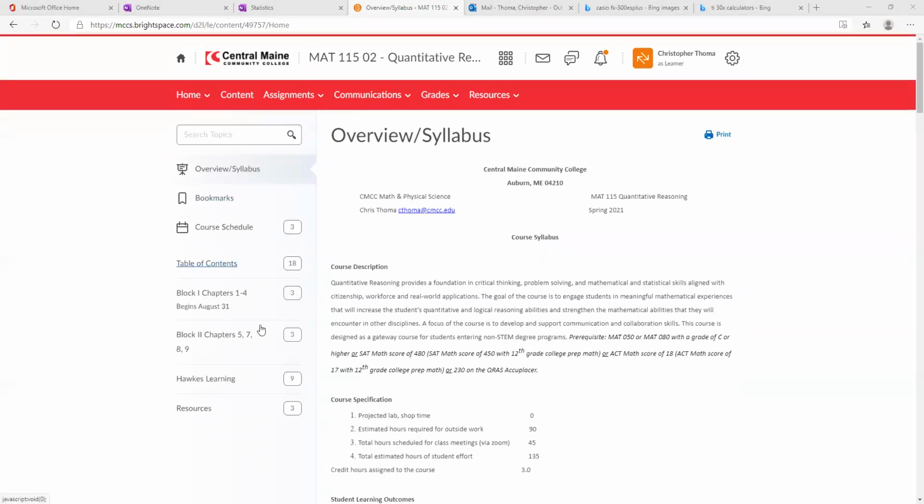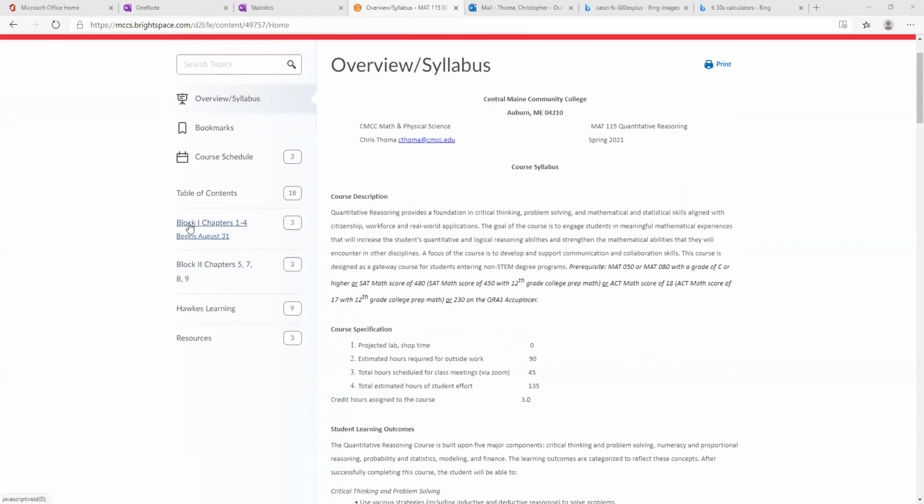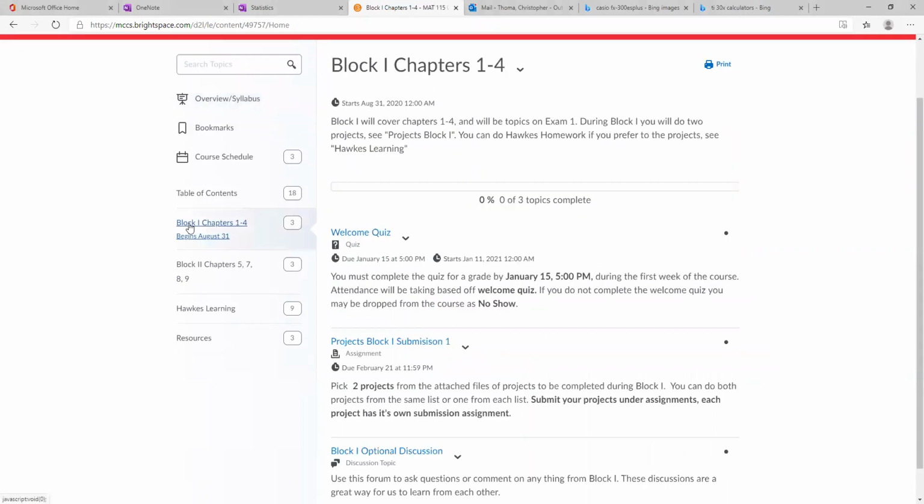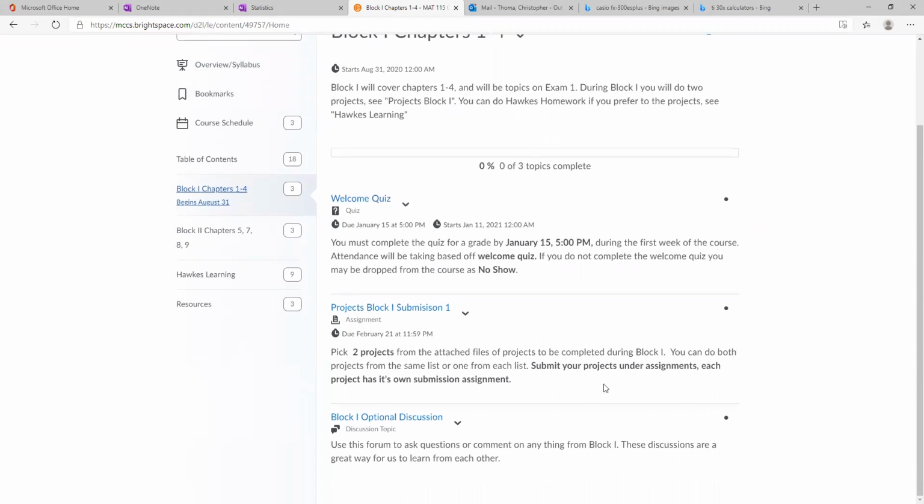All right, so then let's go to, so I broke our course down into 2 blocks. So block 1 takes us all the way to the midterm, right? And then block 2 is everything after the midterm. So block 1, you can see we have our welcome quiz, right? And then we have project 1 submission and this little discussion thing here, right?